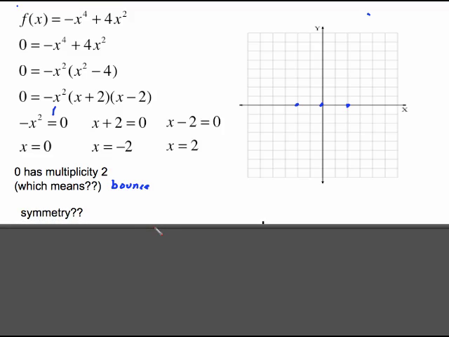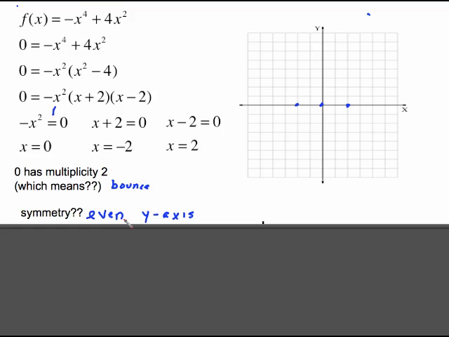Is there symmetry? Yes, finally we see one that has symmetry. This is an even function. It has y-axis symmetry. That means that the picture should look identical on the left side of the y-axis as it does on the right side. And you'll see that happen once we do our t-chart.